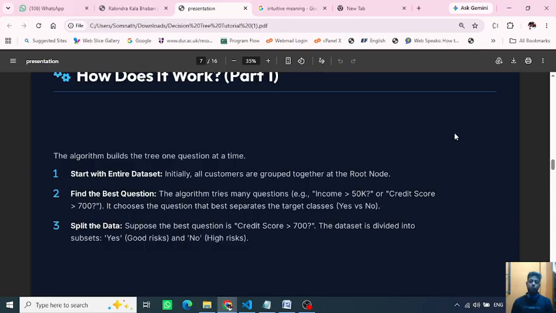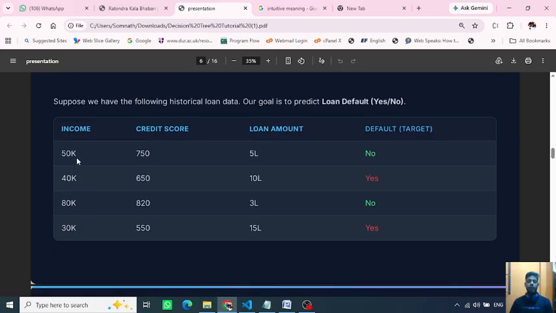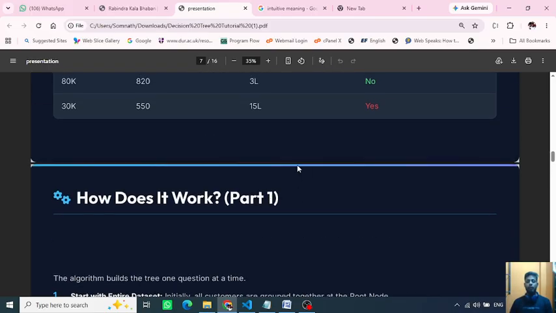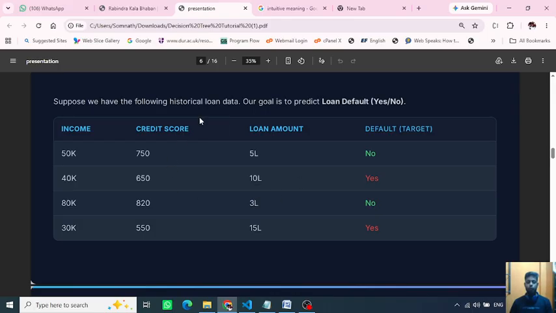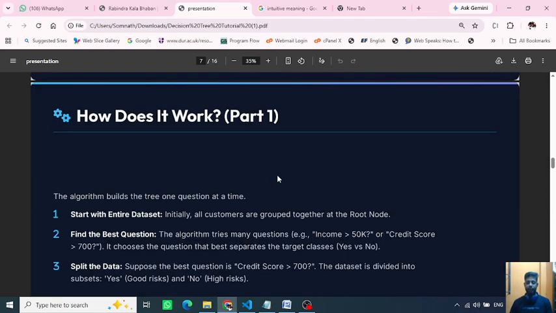As I said before, we start initially with the entire data set. In this example I have taken only 4 rows. So first we start with the whole data set, all the customers are in one group. There is no separate group, only one group, and all the data set is present in it. No split is made at the beginning.